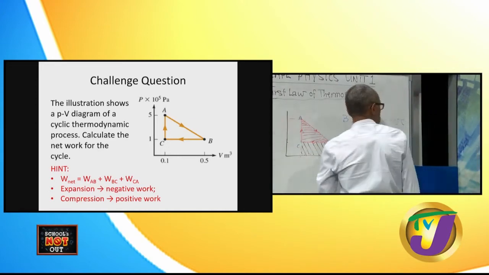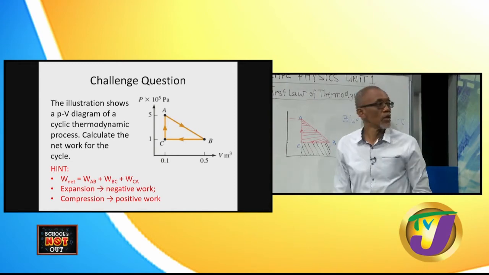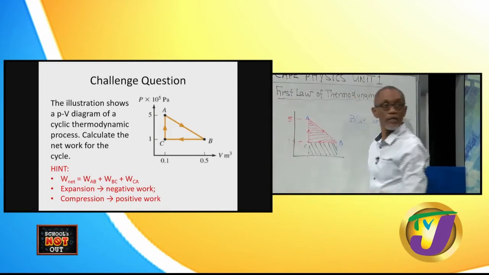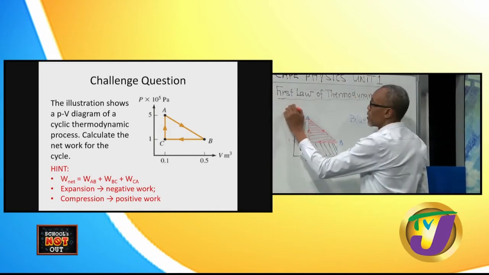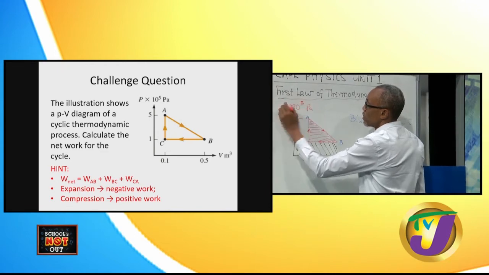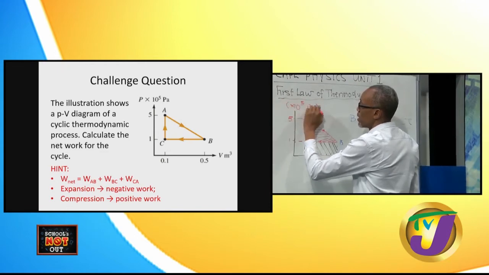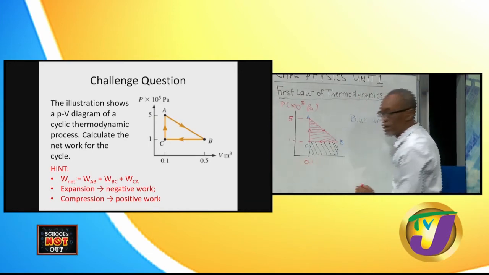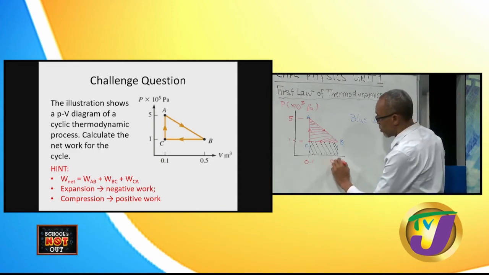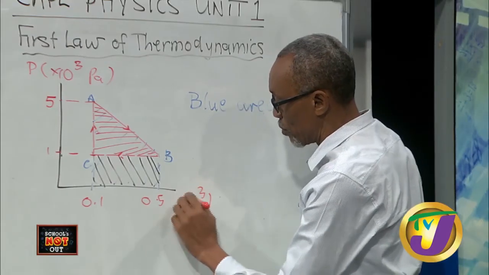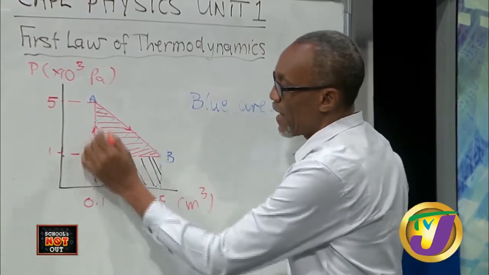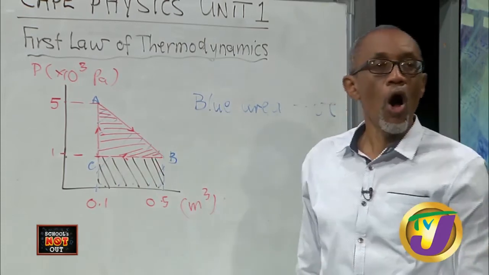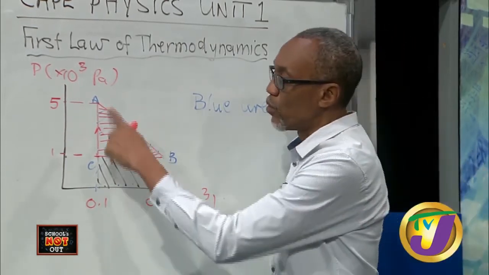And we have some values. This here is 5 units, and this here is 1 unit, and that is multiplied by 10 cube pascals. All right, P multiplied by 10 cube. And here, this one is 0.1 units, and this one here is 0.5, and this here is in meter cube. All right. So if we were to find the area of this triangle, we would be able to determine how much work is done for this whole cycle.